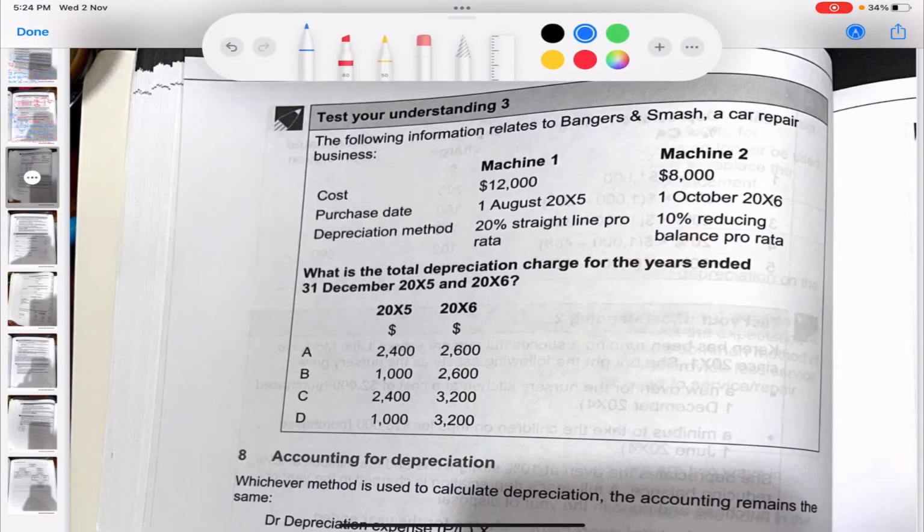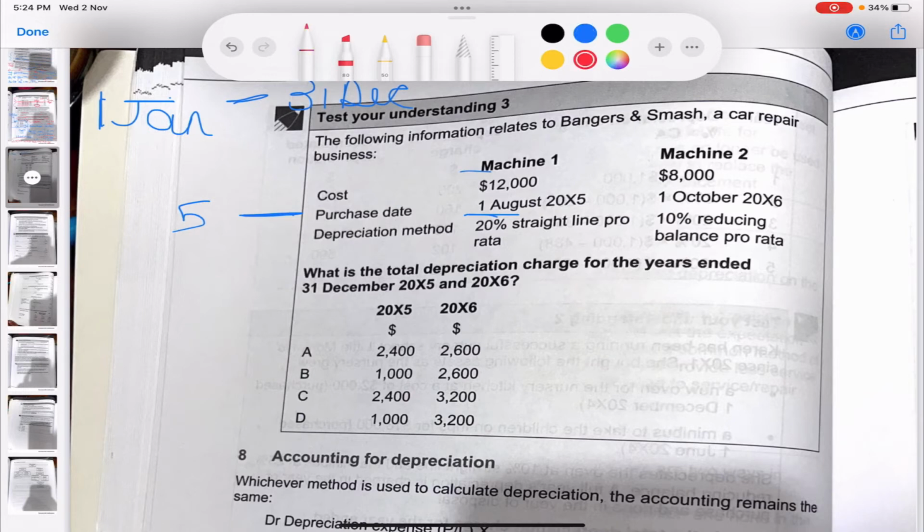Okay. So since nothing else is given in the question, we will assume the financial year to be 1st January to 31st December. Right, 1st Jan to 31st December is our financial year. In machine 1, we bought it in August. So, if we bought it in August, for how many months will the depreciation take place in the year 2015? August, September, October, November, December, just 5 months. So in the first year of purchase, only 5 months depreciation will be calculated, because in the first year we have used it only for 5 months, right?